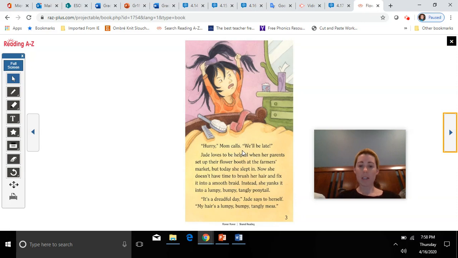Hurry, Mom calls. We'll be late. Jade loves to be helpful when her parents set up the flower booth at the farmer's market, but today she slept in. Now she doesn't have time to brush her hair and fix it into a smooth braid. Instead, she yanks it into a lumpy, bumpy, tangly ponytail. It's a dreadful day, Jade says.